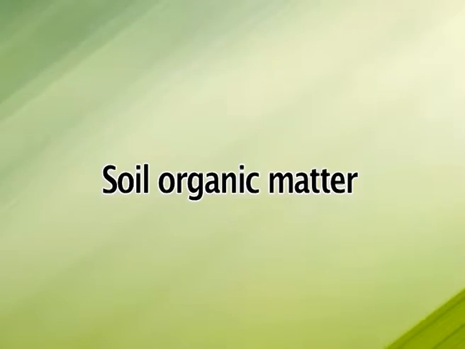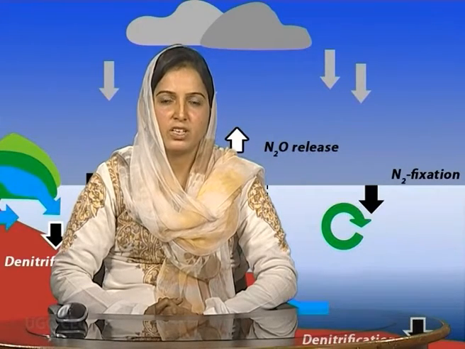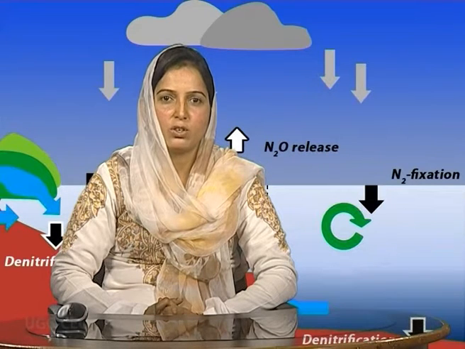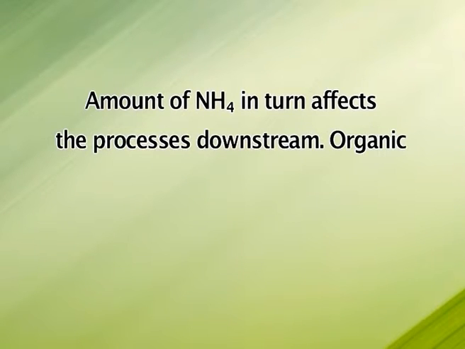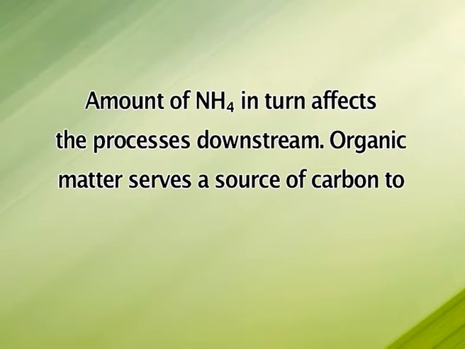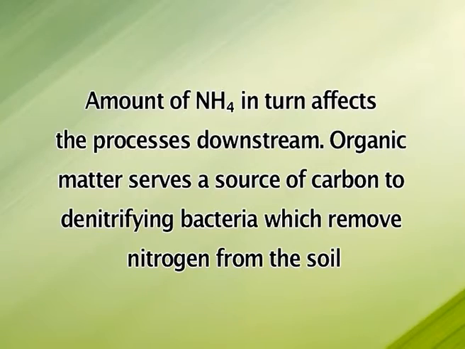Next factor is soil organic matter. The availability of ammonium present in soil is significantly influenced by soil organic matter content. The amount of NH4 in turn affects the processes downstream. Organic matter serves as a source of carbon to denitrifying bacteria, which remove nitrogen from the soil.